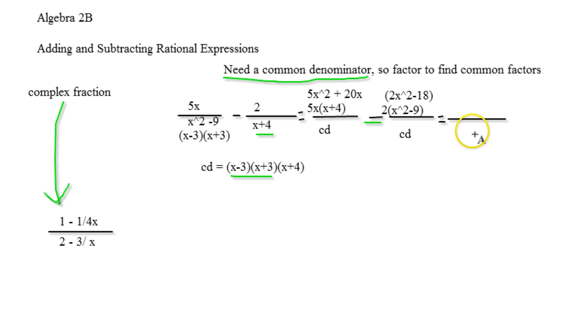Just remember, adding and subtracting, you still have to pay attention to the operation. Now over here I can write out the common denominator, which will be x minus 3, x plus 3, x plus 4, like that. And then I'm going to subtract like terms on top. That means 5x squared minus the 2x squared, which is going to be 3x squared. I can't subtract anything from the 20x, so that stays as 20x. But subtracting negative 18 becomes positive 18.